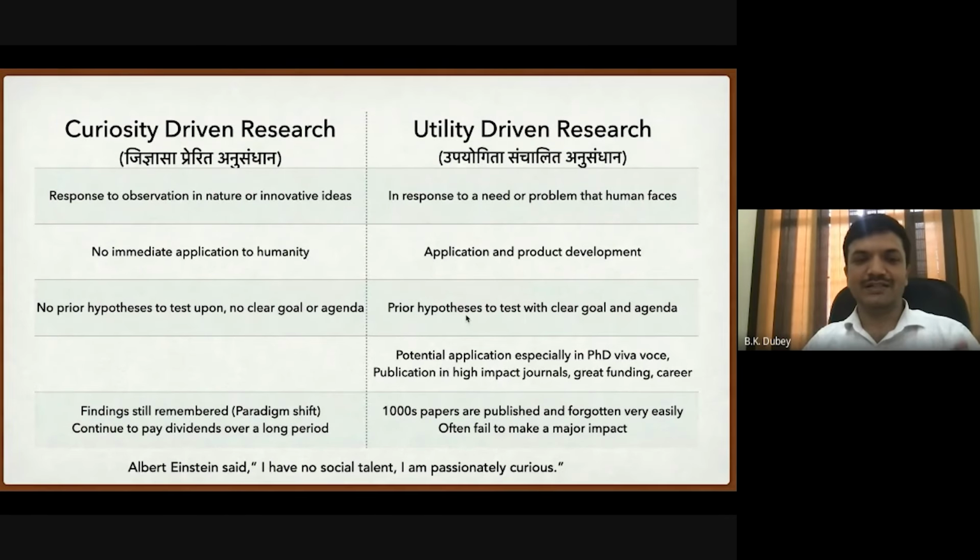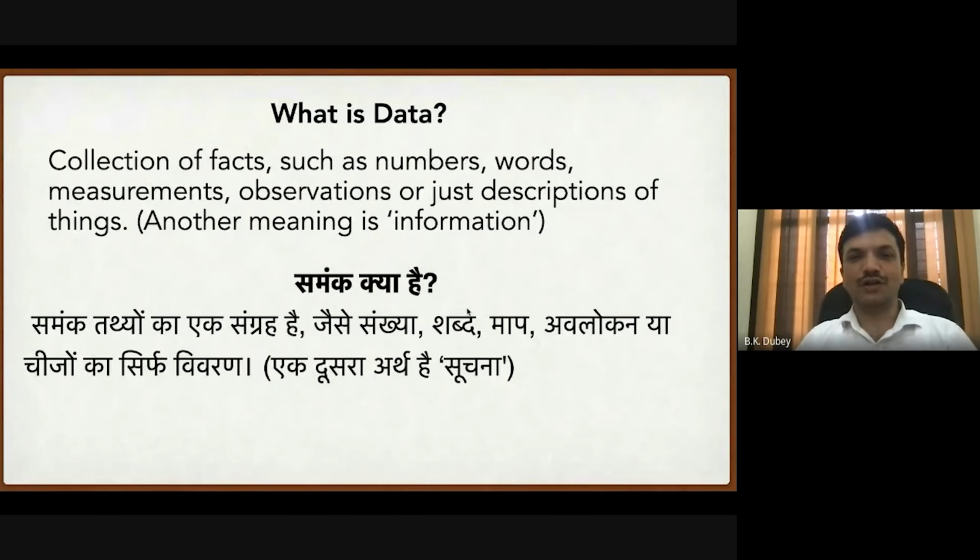So how I can just summarize over here is that two types of research are there. One is the curiosity driven research and the other is the utility driven research, right? Okay, so in very short, let me tell you about the data. We all know that data is nothing but a collection of facts. It can be in the form of numbers, words, or observations, right? And in a single term, if I tell you what data is, it is meaningful information, you can say.